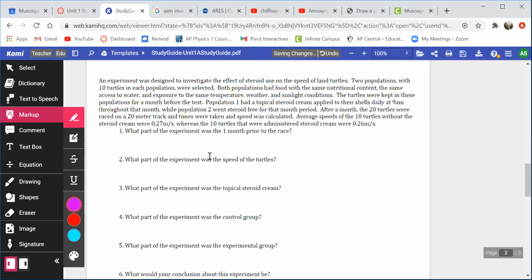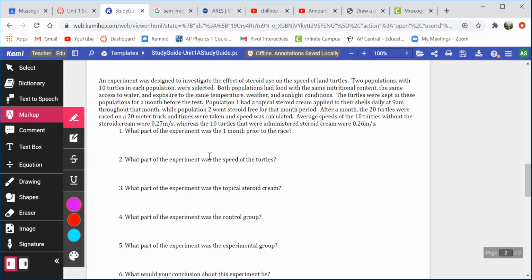Now let's look at some turtles. I love turtles. All right, so an experiment was designed to investigate the effect of steroid use on the speed of land turtles, trying to make them beat that hare finally, right? So 2 populations with 10 turtles in each population were selected. Both populations had food with the same nutritional content, the same access to water, and exposure to the same temperature, weather, and sunlight conditions. The turtles were kept in these populations for a month before the test, just to get them acclimated to that area.